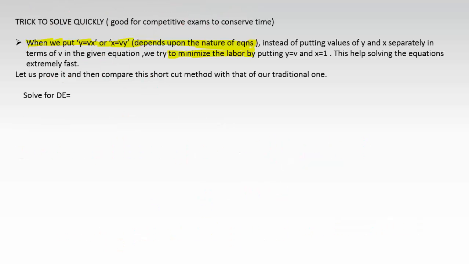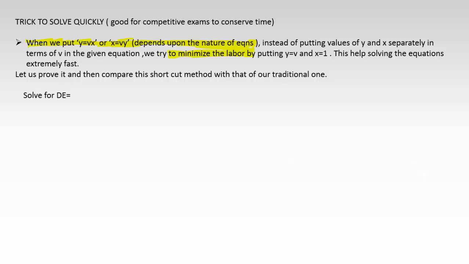We can solve more examples on this homogeneity after this shortcut method, which is very important to solve very quickly in the competitive exams. So what is the trick to solve very quickly? When we put the substitution y equals vx or x equals vy according to the convenience or the nature of the equation, instead of putting the values of y and x separately in the given equation in terms of v, we try to minimize the labor by putting y equals v and x equals 1. I will tell you later on how it is very beneficial to solve the equations in a simpler manner.